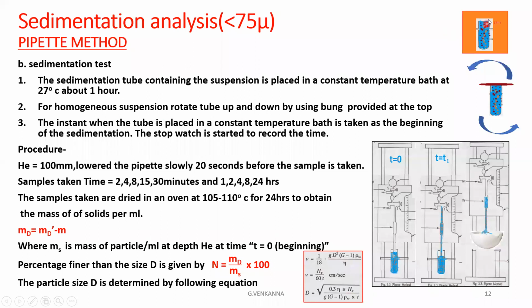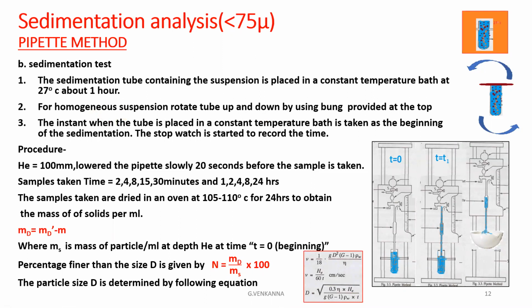During that 1 hour, any solid particles with high mass settle at the bottom of the sedimentation tube. Due to this, the suspension is non-homogeneous, so we have to rotate the sedimentation tube up and down using the bung provided at the top. For this non-homogeneous suspension we have to provide homogeneous suspension.